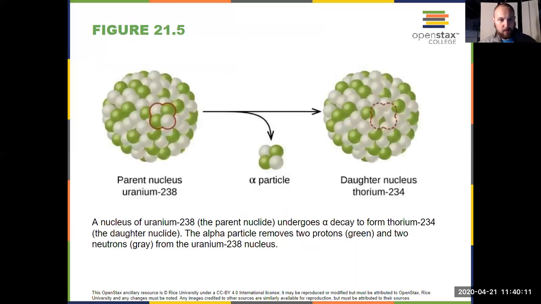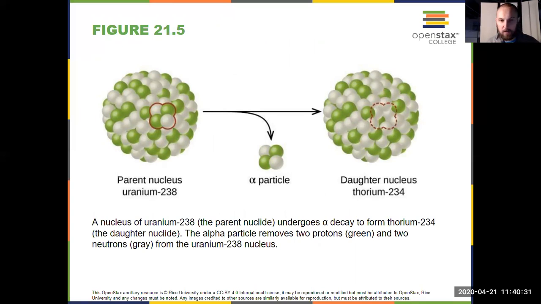So what's that process look like? Here's the radioactive decay of uranium-238, which happens by a process known as alpha decay because it emits alpha particles. Okay? The parent is uranium-238. It emits an alpha particle, and the daughter in this case is thorium-234.